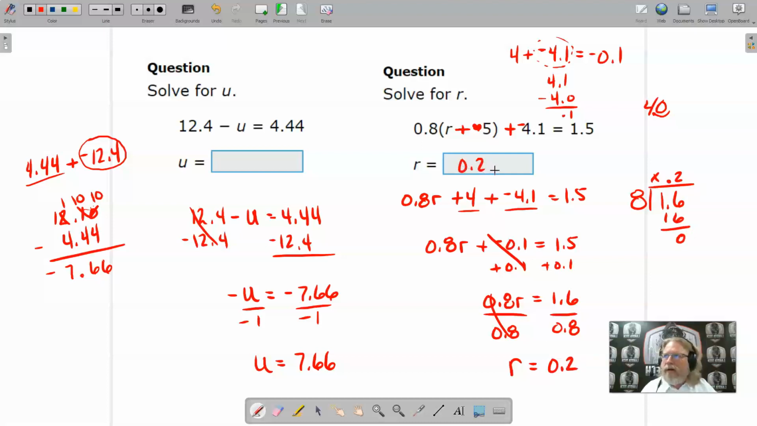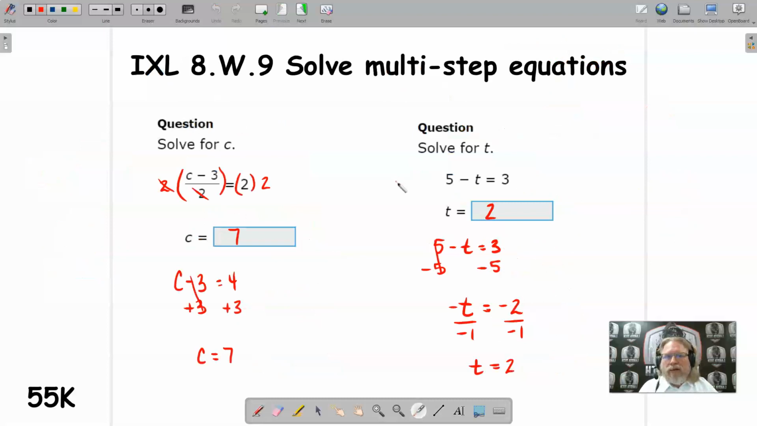All right, so those are all of my examples for IXL 8.W.9, where we solve multi-step equations. Good luck with your activity.